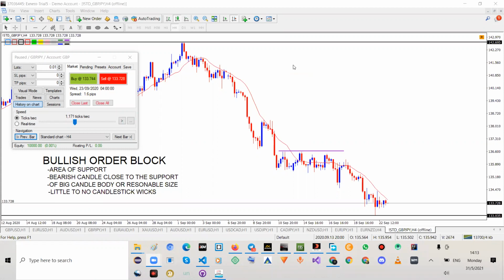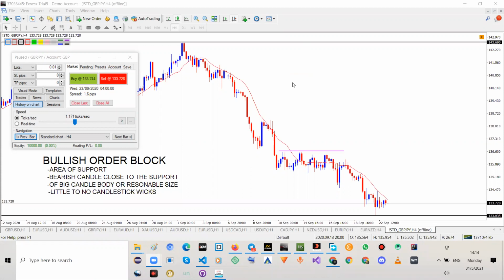So in today's video, I'm going to be showing you how to trade the bullish order blocks to maximize your profits in forex trading and to up your win rate. So guys, this is a really simple setup. Once you master it, you make money out of it. It will get you paid. So let's get into it.